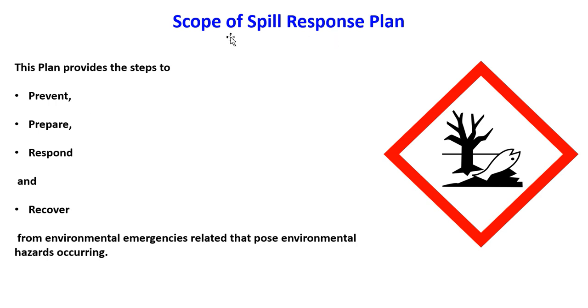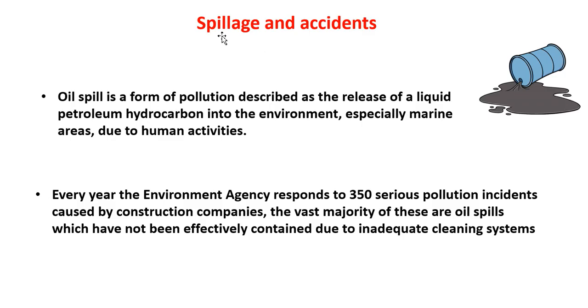We have the scope, that is, what the scope of a spill response plan may be. The scope is to prevent, prepare, respond, and recover from any environmental emergency relevant to the environment which poses any hazard at the site. Now we will have a definition of spillage and accidents.